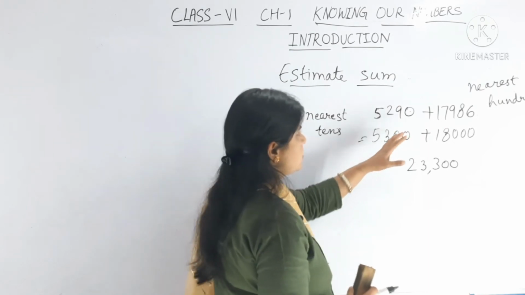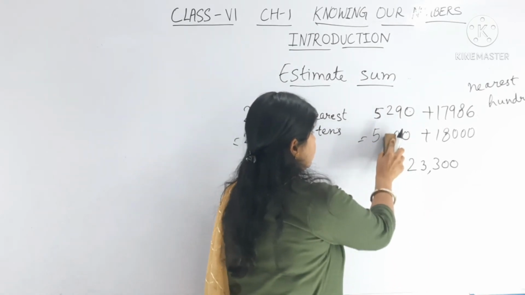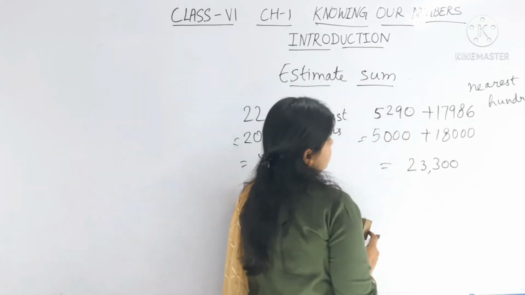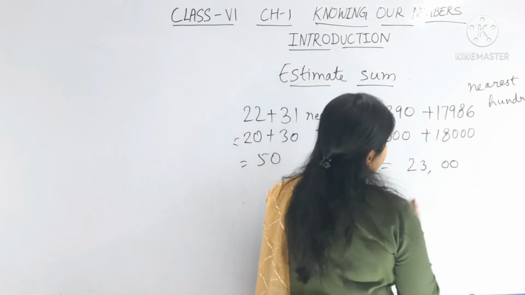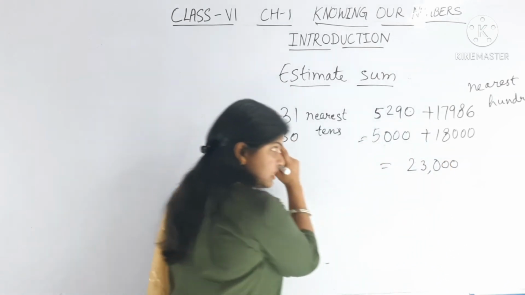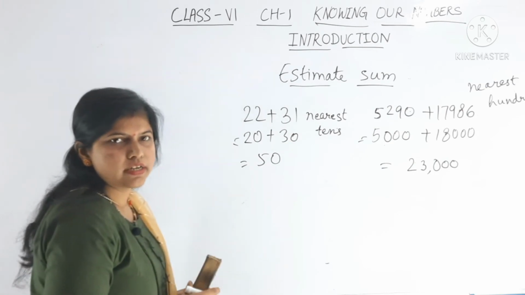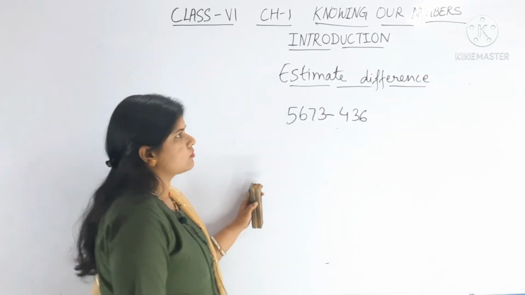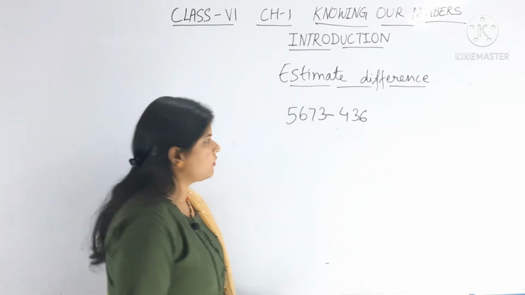Sorry, it is nearest 100, so it will be 5,000, right? So I am getting 23,000 here. This is the estimate sum for the nearest 100, right? Now the next point is estimate difference.